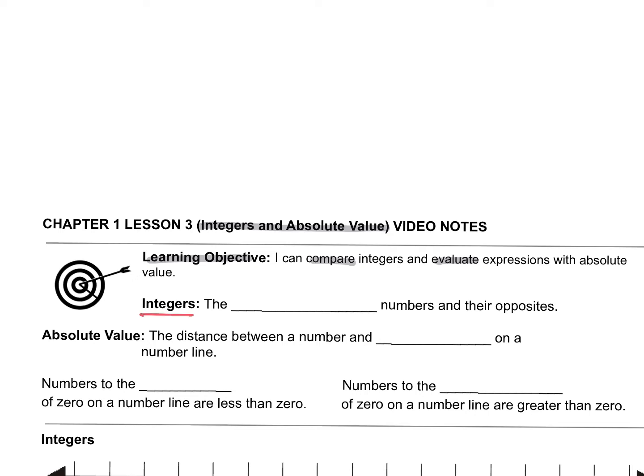So integers, little vocab word here. Integers are whole numbers and their opposites. So we know our whole numbers are 0, 1, 2, 3, and so on. The opposites of those are just the negatives. So -1, -2, -3, and so on. So not fractions, but the whole numbers and their opposites.